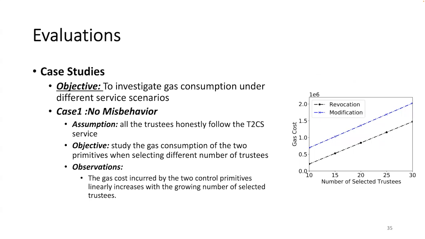We also perform case studies to investigate gas consumption under different service scenarios. So we give an example here. In this assumption, we assume that all the trustees honestly follow the T2CS service. The objective is to study the gas consumption of the 2 primitives when selecting different numbers of trustees. We observe that the gas cost incurred by the 2 control primitives linearly increases with the growing number of selected trustees. This follows our protocol setting in the paper.